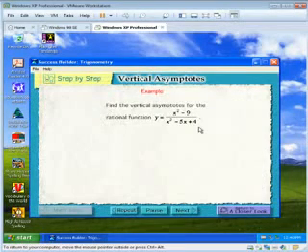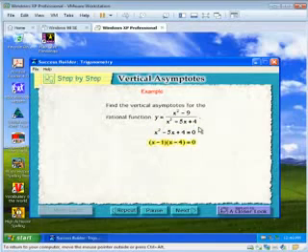Let's look at another example and find the vertical asymptotes for this rational function. Vertical asymptotes generally occur whenever the denominator is 0. In this case, the denominator is x squared minus 5x plus 4. We must set the denominator equal to 0 and then solve for x in order to determine the vertical asymptotes.